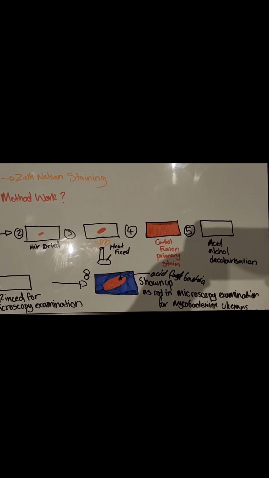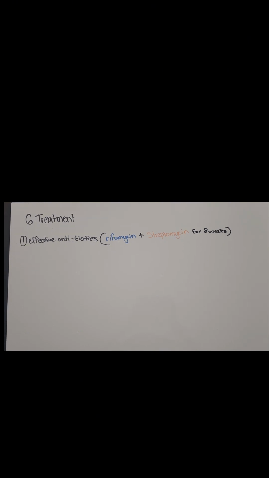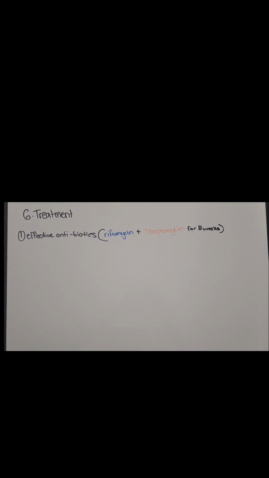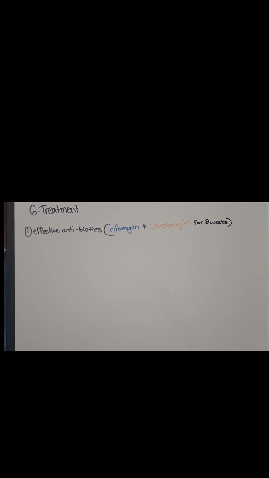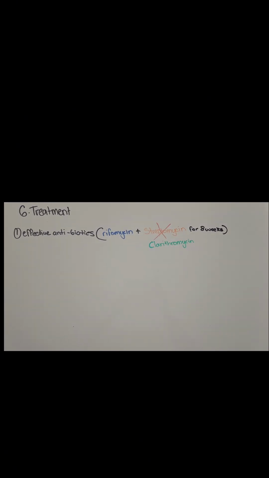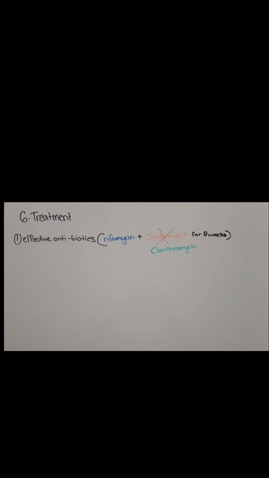How do we treat Mycobacterium ulcerans infection? We can treat Mycobacterium ulcerans infection by using effective antibiotics, such as rifamycin and streptomycin for 8 weeks. If patients have issues such as an allergic reaction to streptomycin, clarithromycin is used instead with rifamycin for 8 weeks. We can also do surgical removal to remove damaged tissues.